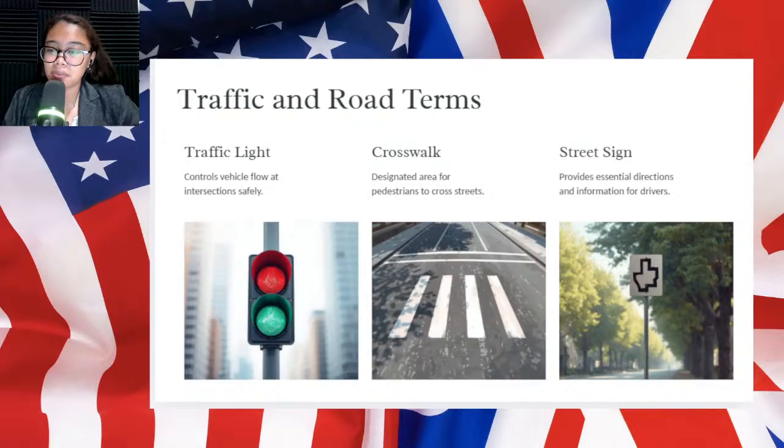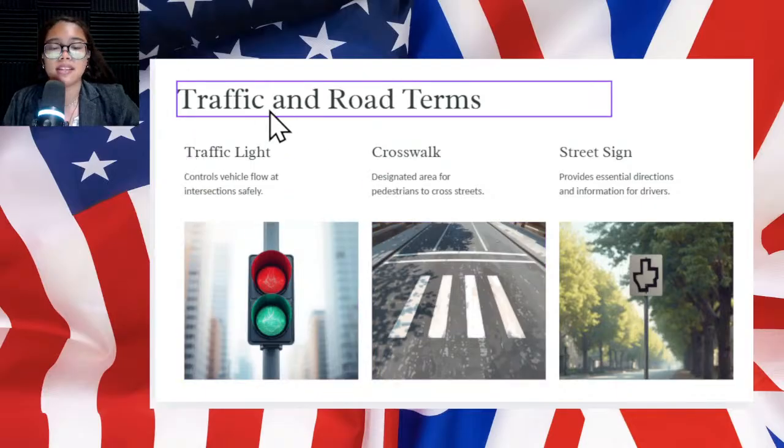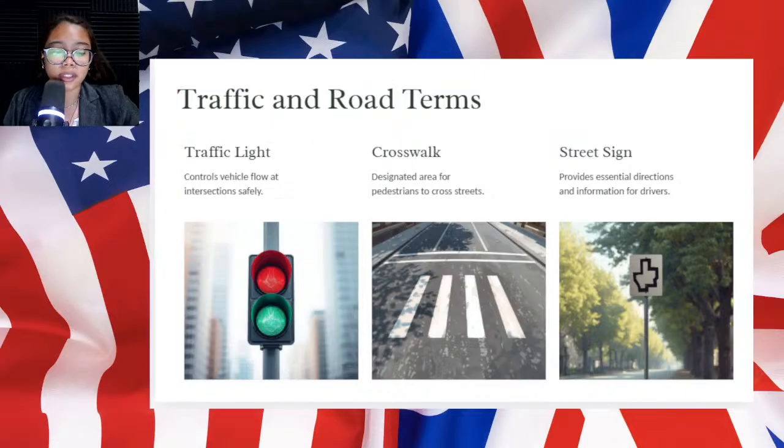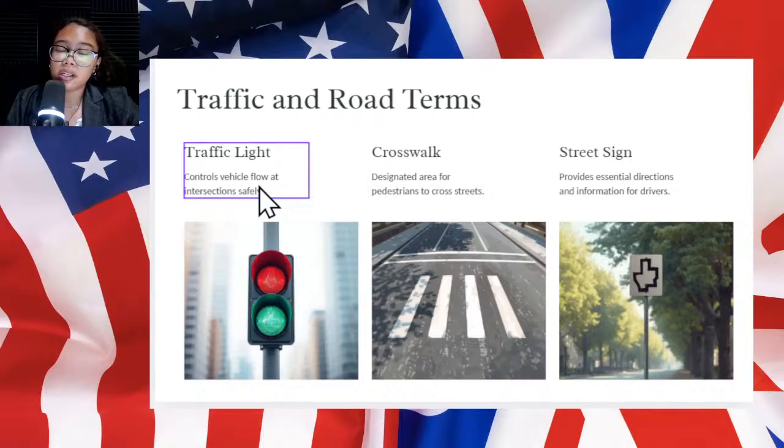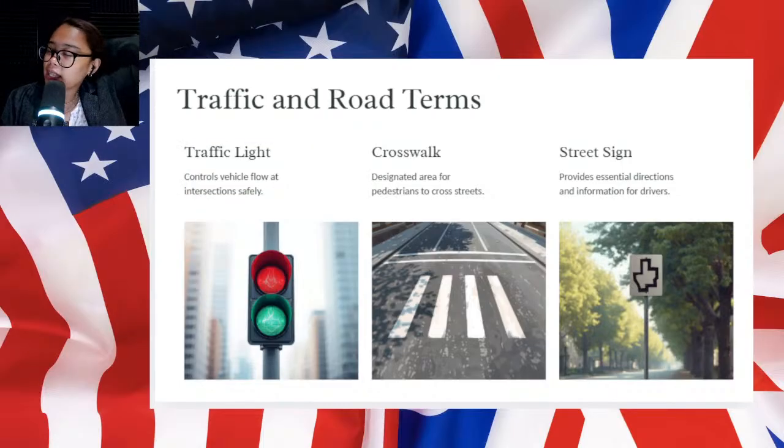Anyway, let's move on. Let's start with the traffic and road terms for our second half. So there is vocabulary pertaining to this. We are going to start with traffic light. Now, what is a traffic light? I know you are familiar with this one. Maybe you're not familiar with the term, but you are familiar with the picture, right? That is a traffic light.